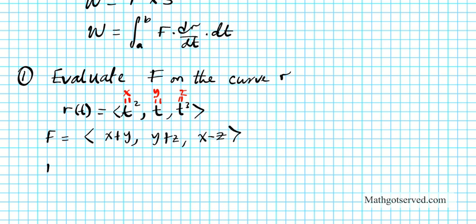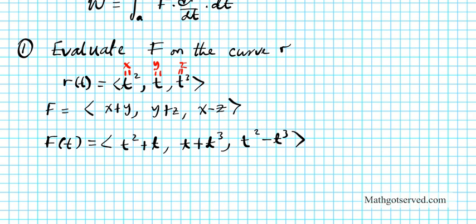So f of t now is going to become: x plus y is going to be t squared plus t, because that's x and that's y. And then y plus z is going to be t plus t to the third. And then x minus z is going to be t squared minus t to the third. So there goes your f evaluated on the curve.